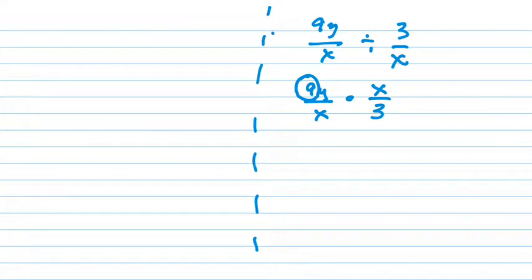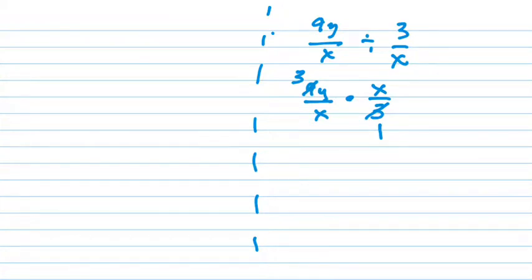I love the enthusiasm, but okay. 9 and 3 will both divide by 3. So 9 divided by 3 is going to leave a what? 3. 3 divided by itself is going to leave a what? 1 in the bottom. It's 3 divided by 3. There you go.